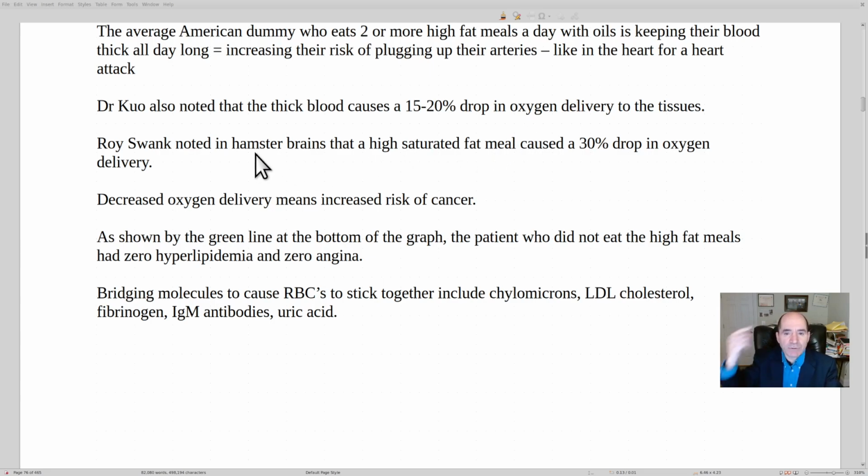Roy Swank, in hamster brains, he was able to detect a 30% drop in oxygen delivery after feeding a high-fat meal to hamsters. Okay.